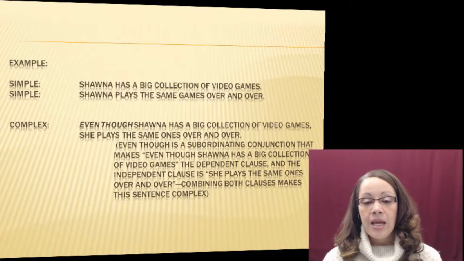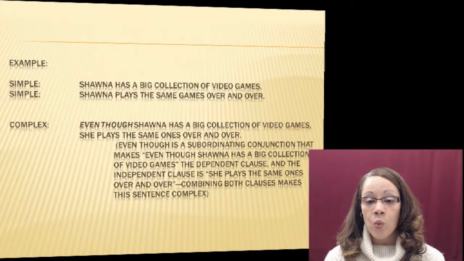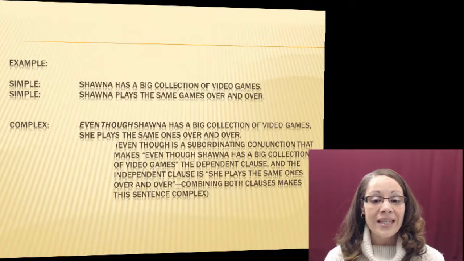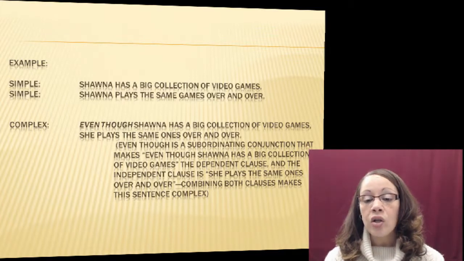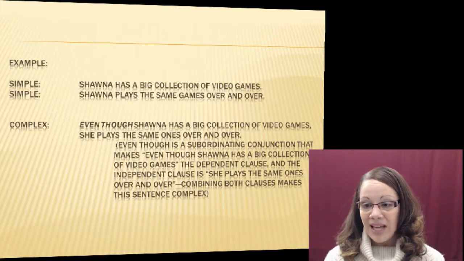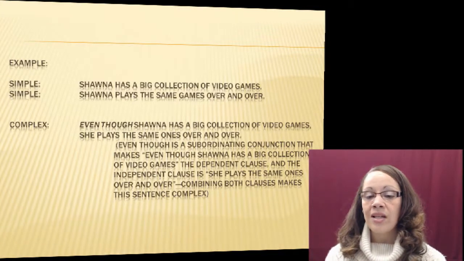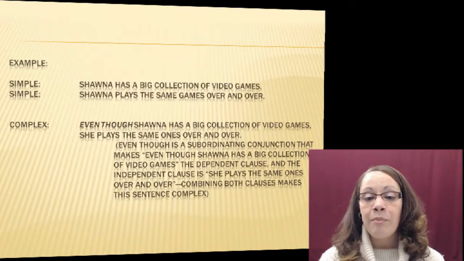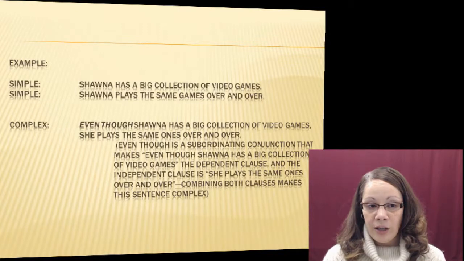Shauna plays. Now I'm going to take these two simple sentences, and remember, a simple sentence has one independent clause. So I'm going to take these two independent clauses, and I'm going to turn one into a dependent clause to make this more complex. So let's look at our example. So I'm actually going to change our first simple sentence into a dependent clause. So I'm going to use one of my subordinating words here.